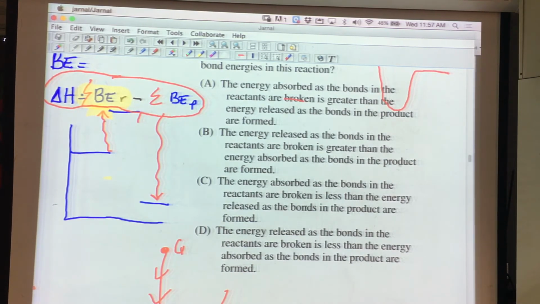No, it's less than. See, this arrow is less than. The energy released as the bonds in the reactants are broken. Energy is not released when bonds are broken. It always takes energy to break bonds. The energy absorbed as bonds in the reactants are broken, correct, is less than the energy released. That's why C is the answer. Always takes energy, okay? And that's how that works. So C is the answer.